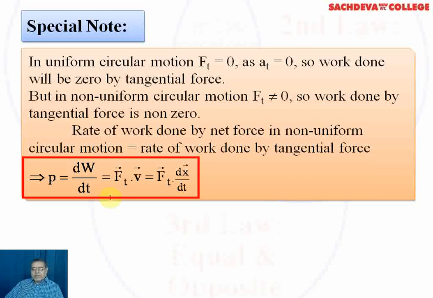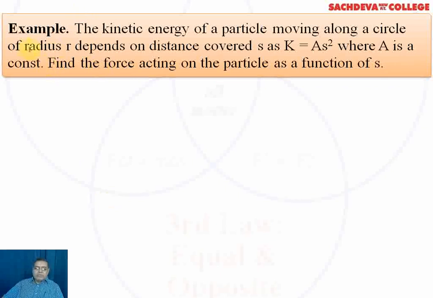Now again we come towards the example: the kinetic energy of a particle moving along a circle of radius r depends upon the distance covered s as K equal to as square, where a is constant. We have to find the force acting on the particle as a function of s. When we want to find the force, force will be mass into acceleration, and acceleration is velocity over time. Velocity can be written as r omega.